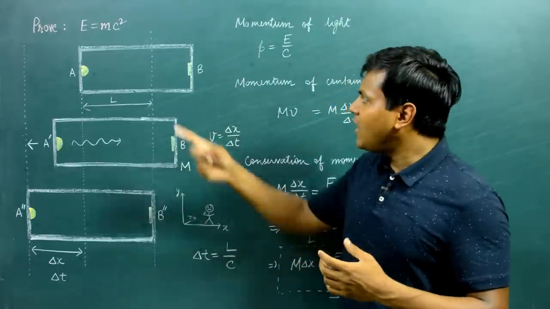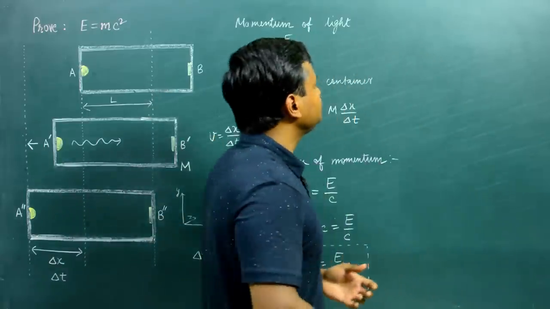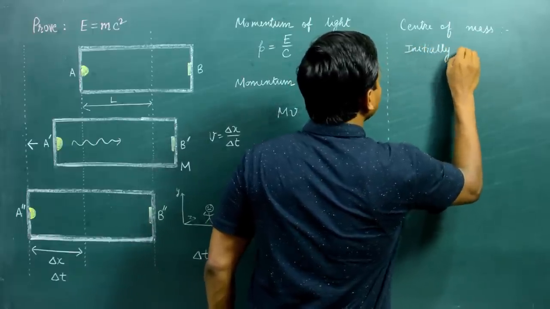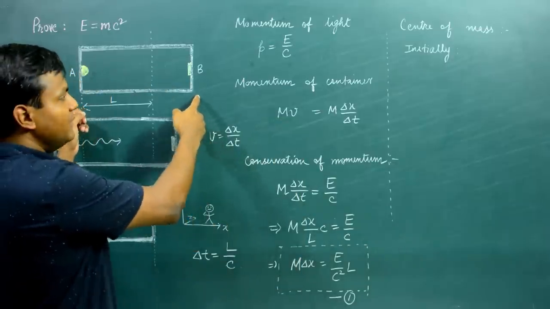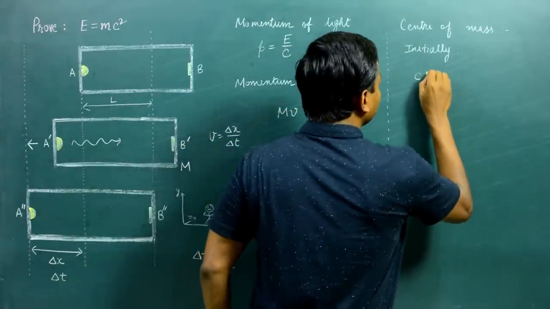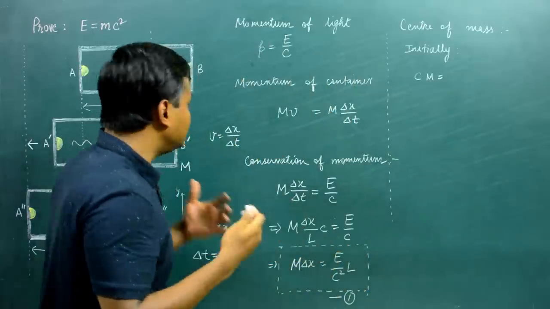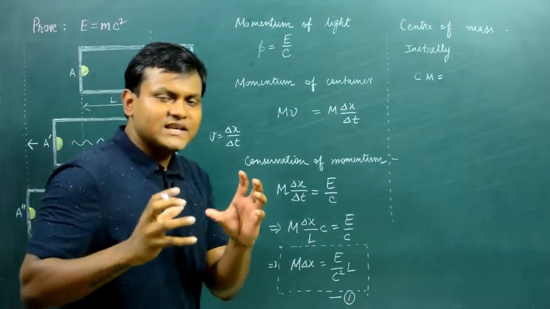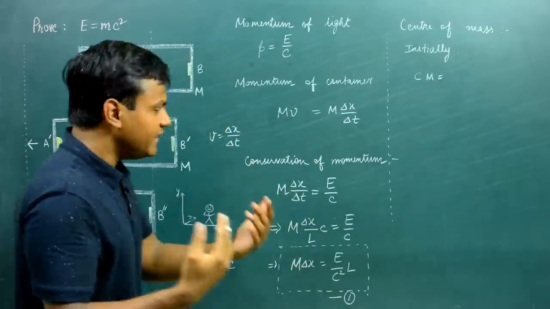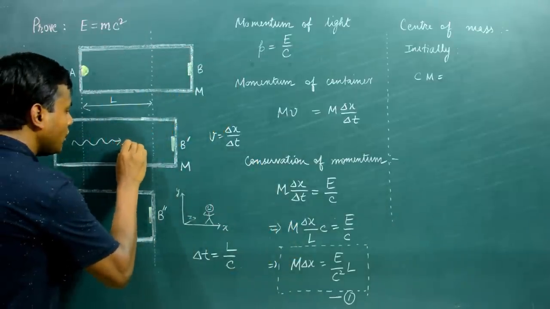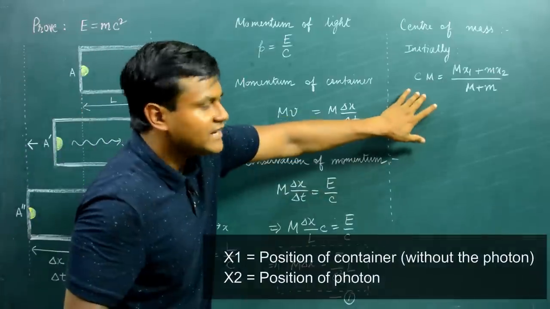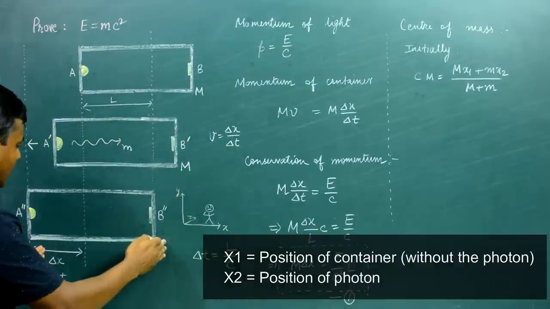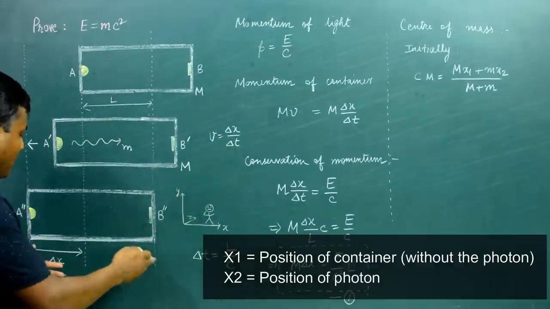So what is the center of mass of these two systems? So the center of mass initially for the container before light was emitted can simply be written as, let's suppose the mass of the container itself is capital M, but the mass associated with the motion of the light energy is, let's suppose, small m. All right. So this was the center of mass initially. But what about the center of mass after the container seems to have shifted by some amount?